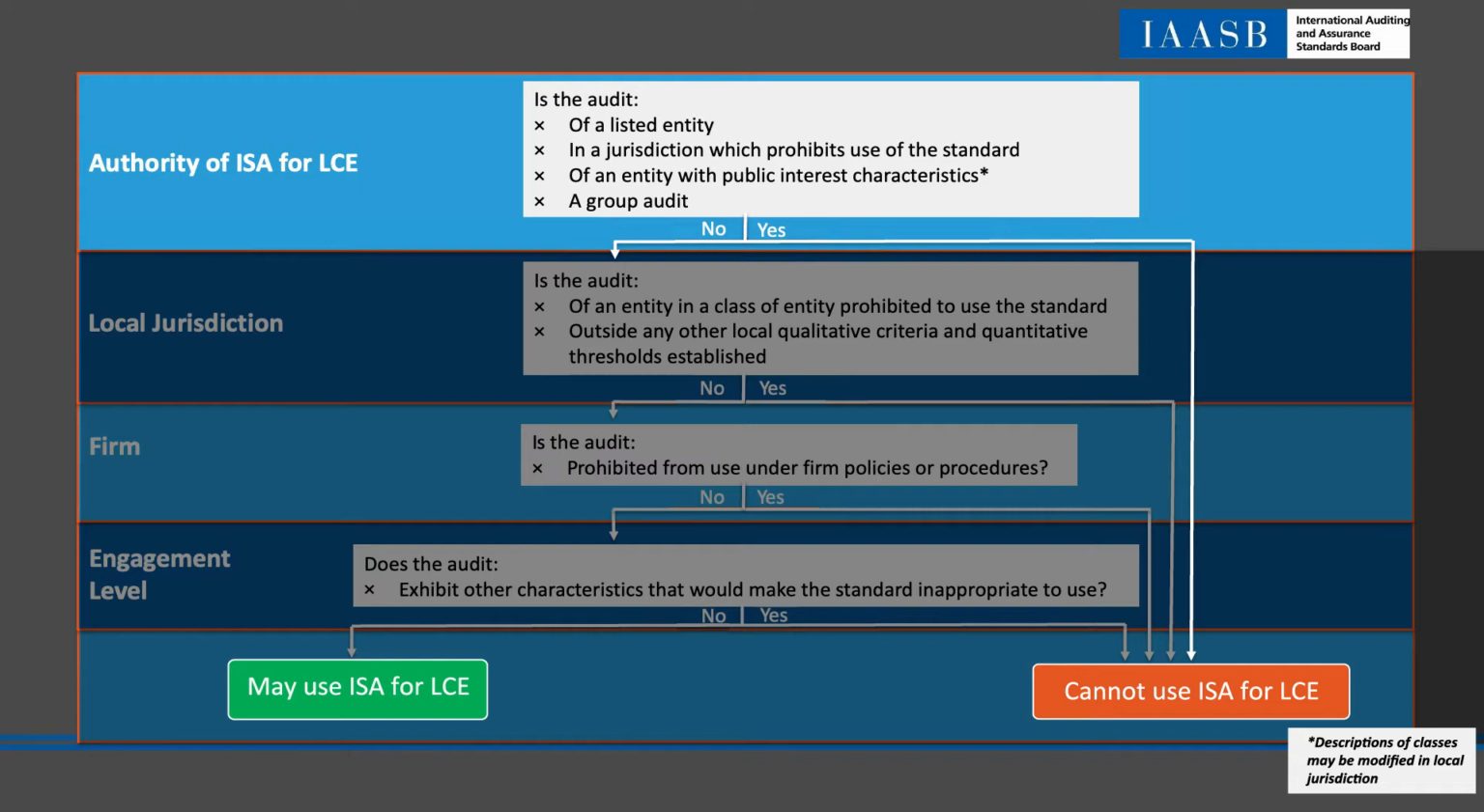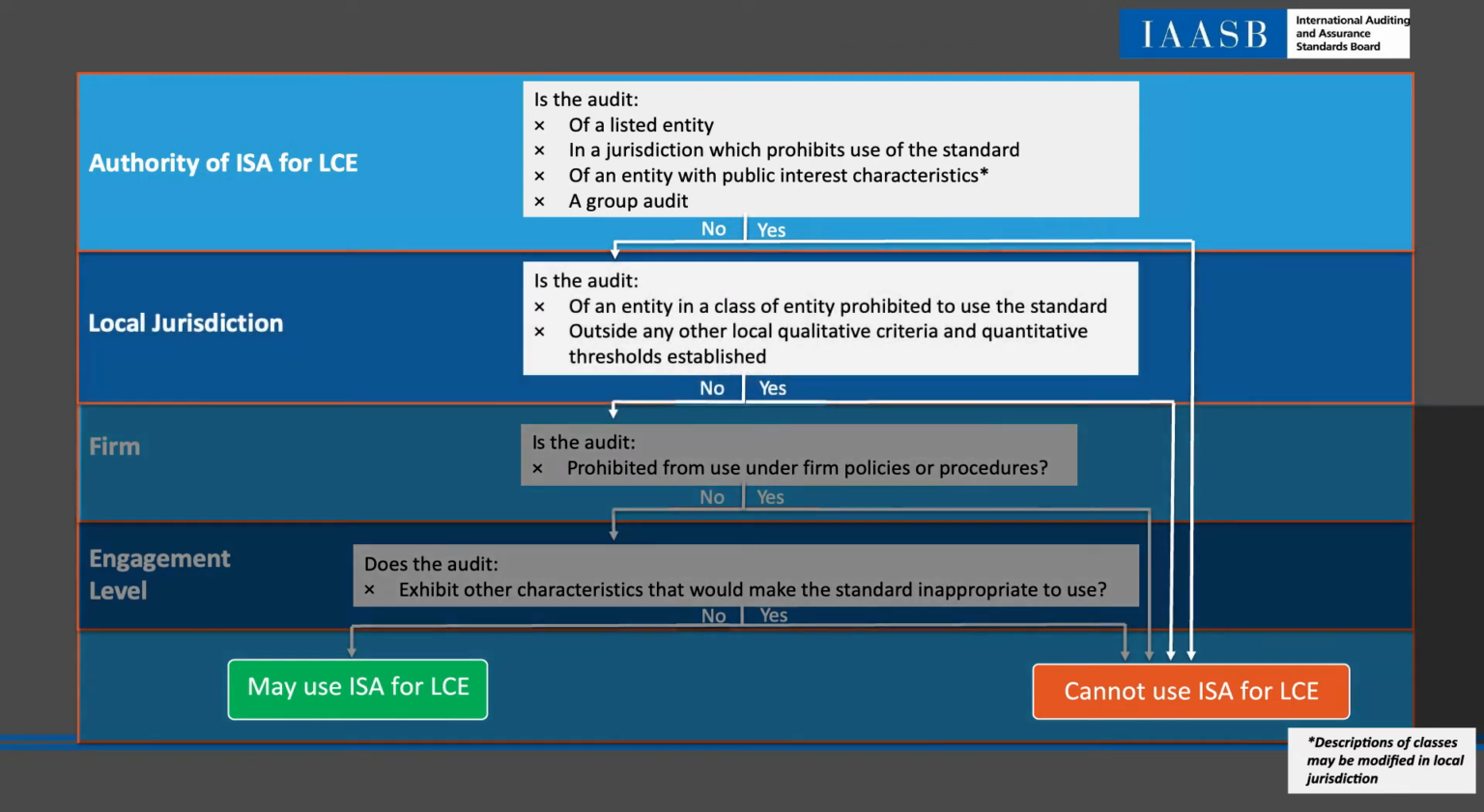The standard can also not be used in a jurisdiction if that jurisdiction prohibits the use of the standard or requires another set of standards to be used. Local jurisdictions, in addition to the ability to modify certain categories, local bodies with standard setting authority may create further restrictions on when the standard can be used. For example, they may also add a quantitative threshold. For example, it may not be used on an audit of an entity with a certain amount of revenue or number of employees.